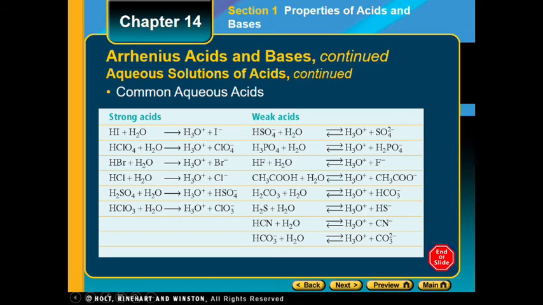Please make sure you write down this chart, and I will explain parts of this. So we have a difference between strong acids and weak acids. We've already briefly mentioned electrolytes, strong electrolytes, weak electrolytes. So our strong acids will be strong electrolytes. Weak acids will be weak electrolytes.